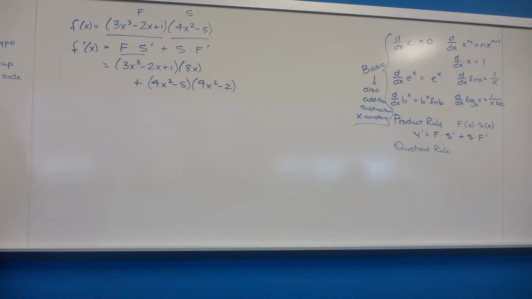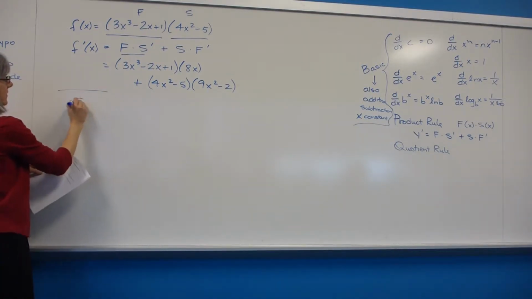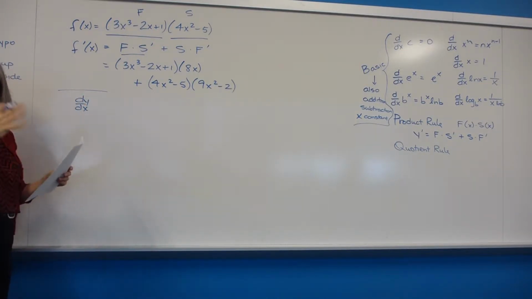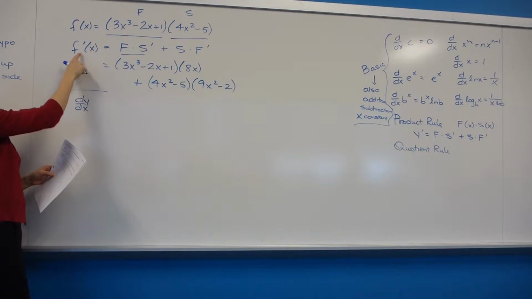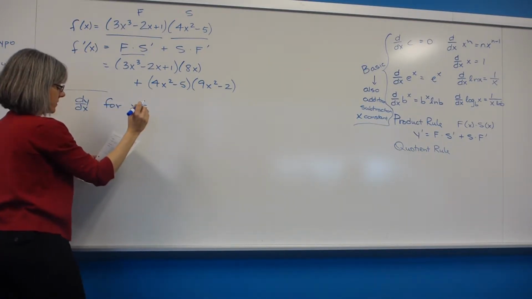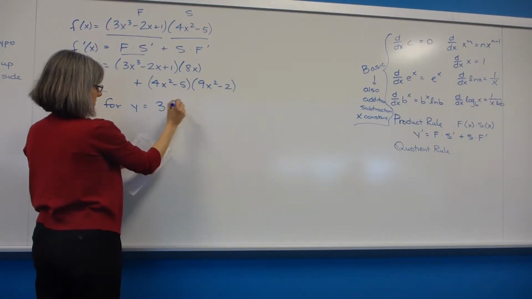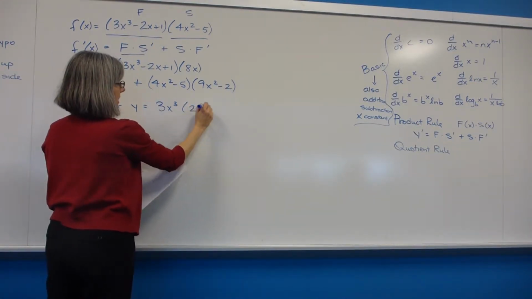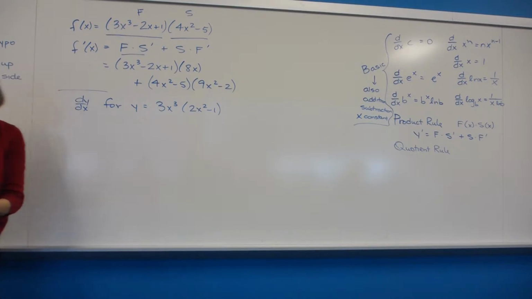Okay, so let's look at another one. Find dy dx. And again, I'm trying to give you different forms of the derivative just to remind you. So this says find the derivative, dy dx also says find the derivative, for y equals 3x cubed times 2x squared minus 1.